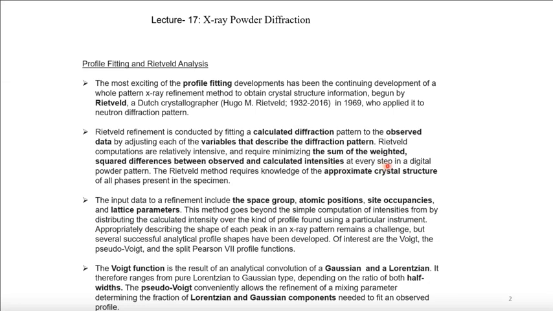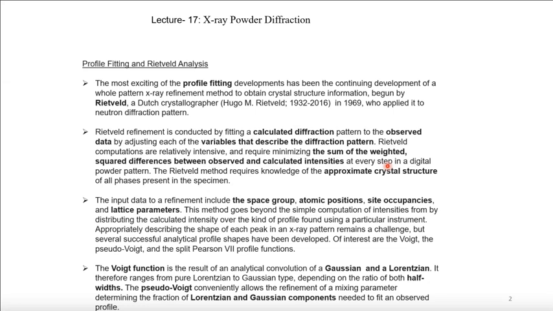This Rietveld refinement method requires rather good knowledge of the approximate crystal structure of all phases which are present in the specimen. If we do not have the preliminary crystal structure information, probably we could not do a Rietveld refinement properly.